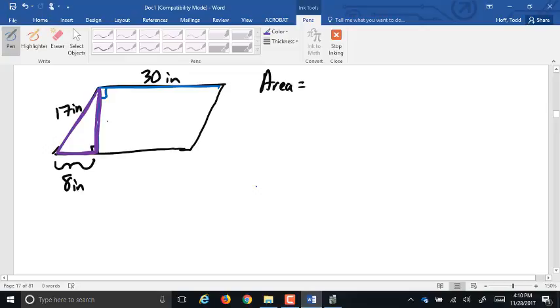Within that right triangle, this is a leg, so I'm going to call that A. This is also a leg down here, so the 8 inches I'm going to call B. 17 inches is the hypotenuse, so I'll call that C.